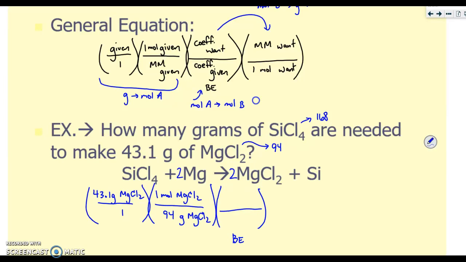So I'm looking for my SiCl4. I have 1 of them, so it's 1 mole of SiCl4. And I'm getting rid of my Mg. I have 2 moles of MgCl2. And then my final step is to use my molar mass of what I want over 1 mole.